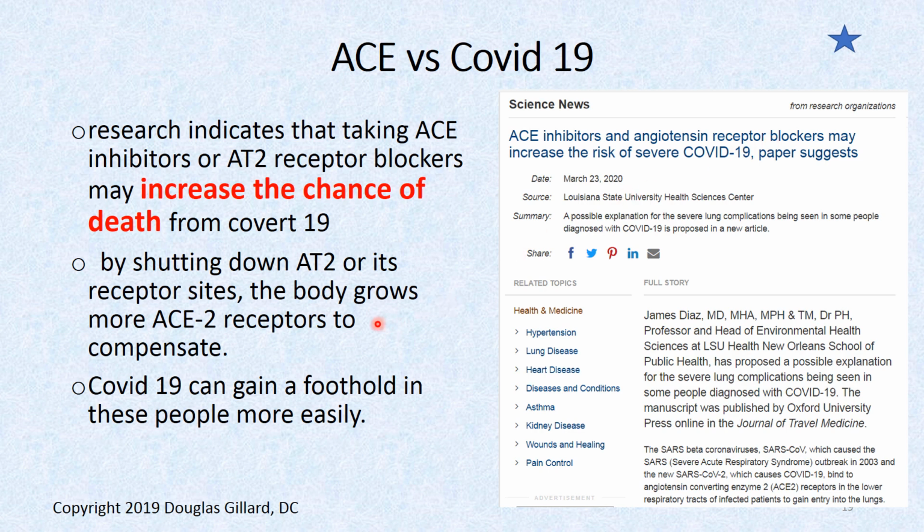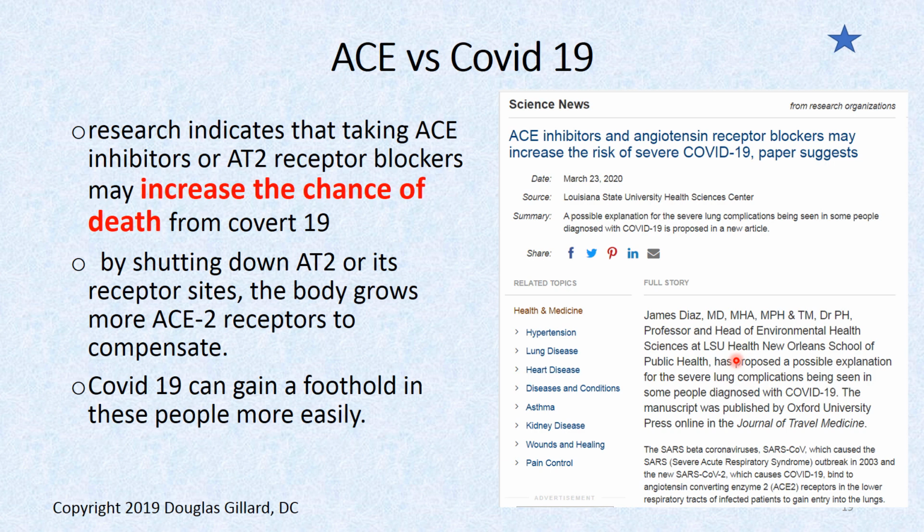But the body, just like with people with GERD who take PPIs, proton pump inhibitors, same deal. The body sees that ACE is not doing its job, so it grows new receptors, and that's the problem. So people on these medications have way too many ACE enzymes and too many ACE receptors, and therefore COVID-19 has a field day getting into the lungs. There's so many places it can get in, and that's at least the theory.